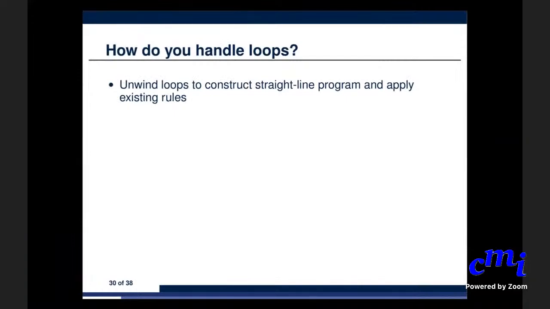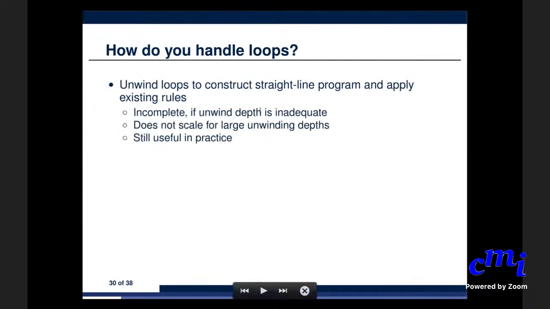Okay, so how do you handle loops? Yeah, I'll go a little slow, and please do ask any questions if you have doubts, or stop me if I'm going too fast for you. Right now, the rules that I've shown you can be applied either in the forward direction or the backward direction for straight line programs, even including branching programs. So one way to handle loops, of course, the obvious way, is to just unwind the loops to construct straight line branching programs and apply the existing rules.